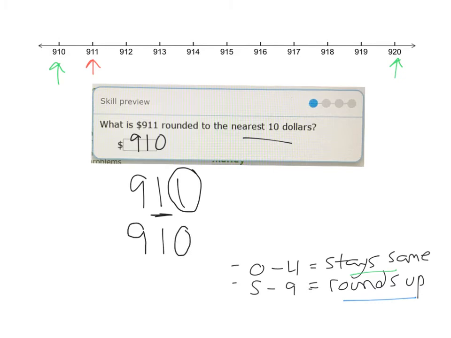Sometimes it's helpful to use this rule if you're good at memorizing, but I found it a lot easier to look at a number line. Either way, our answer comes out to be 910.